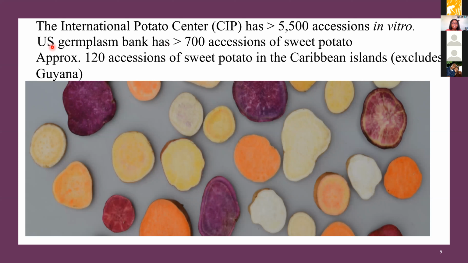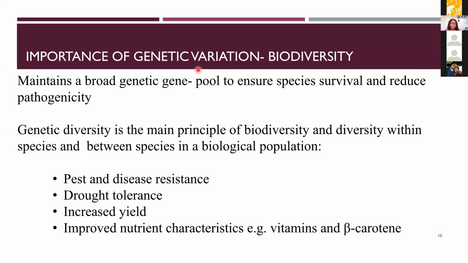In our region, based on CARDI's data, we have approximately 120 accessions of sweet potato, and this excludes Guyana, and I know Guyana is beginning to look at their varieties as well. So we will have a lot more in our data bank. But the interesting thing about sweet potato, having so many different varieties with so many different names, so many different colors and variation in terms of its morphology, is that it maintains a broad gene pool for us.